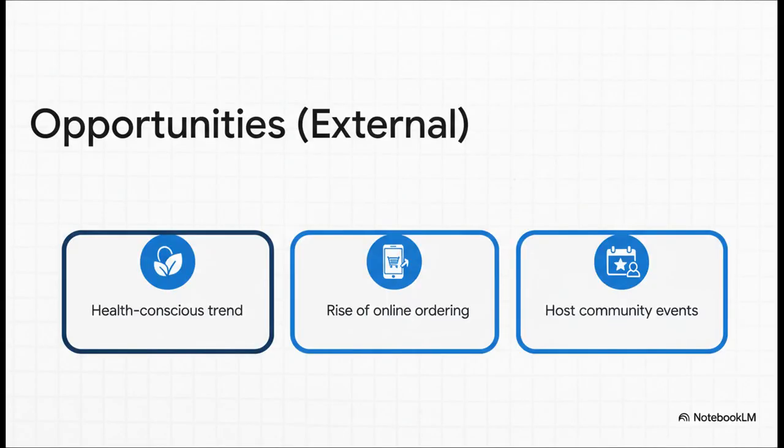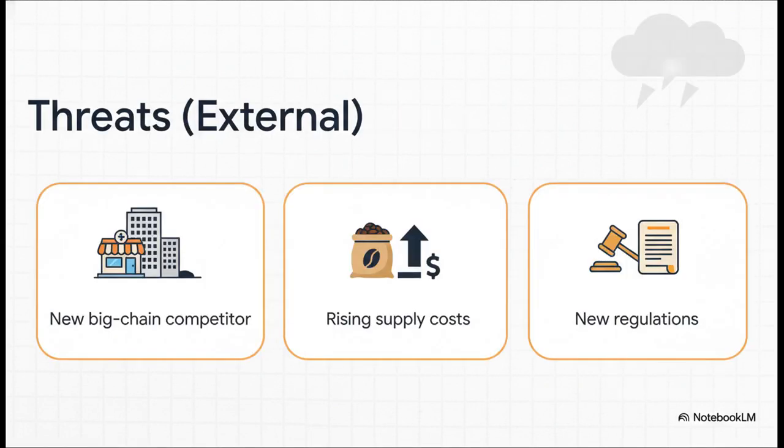Okay, now let's look outside the shop's four walls. What are the big opportunities out there? Well, there's a huge trend right now for healthy, locally sourced food, and everyone is ordering everything online. These are like big waves in the market that our little cafe could totally learn to surf. And finally, we have to talk about the threats. Here's the big one, right? That new chain store opening just down the street. On top of that, the price of everything, from coffee beans to milk, is going up because of inflation. These are the external storms that the business just has to face, like it or not.